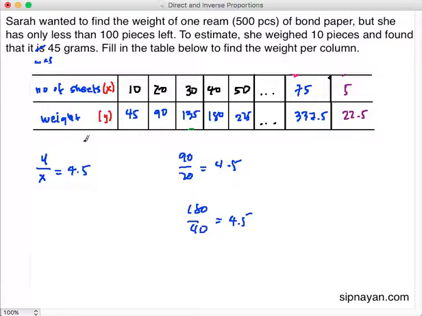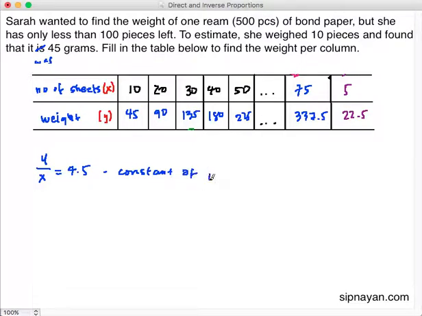Now, ang tawag natin sa 4.5 na yan ay constant of proportionality. So, 4.5 is the constant of proportionality. Since y over x equals 4.5, if we multiply both sides by x, makagawa tayo ng another equation, which is y equals 4.5x. And using this equation, pwede na natin i-solve kung ano yung weight ng 500 sheets of bond paper.